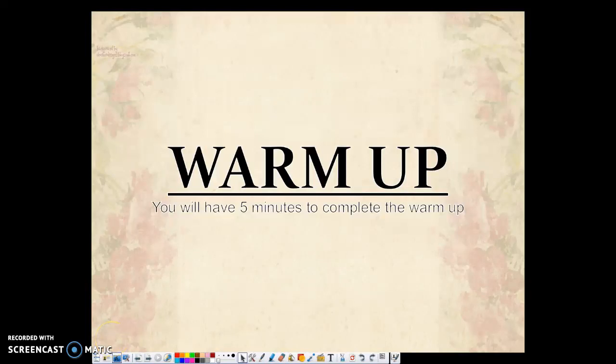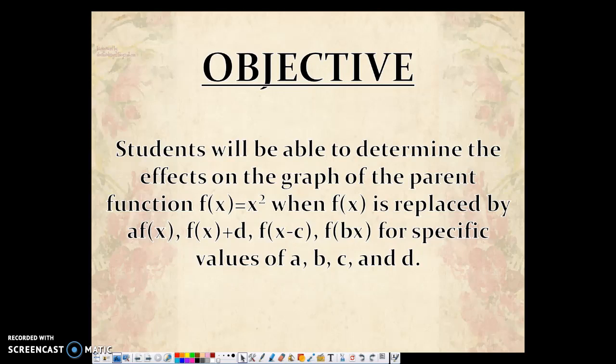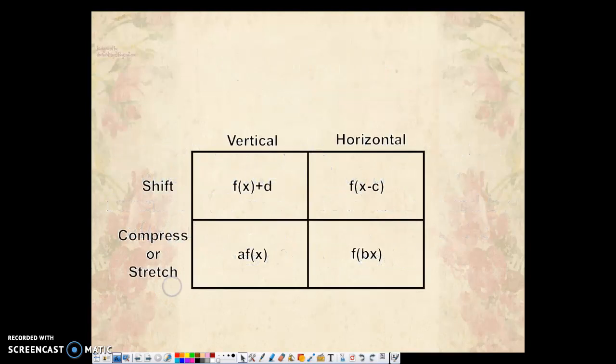Alright, so your warm-up should be done, so let's move on to the lesson. Today, students will be able to determine the effects on the graph when the parent function f of x equals x squared is replaced by f of x plus d, f of x minus c, and f of b x for specific values of a, b, and c. Pretty much what we're saying is the graph's going to move around, and you're going to be able to look at the equation and know how.